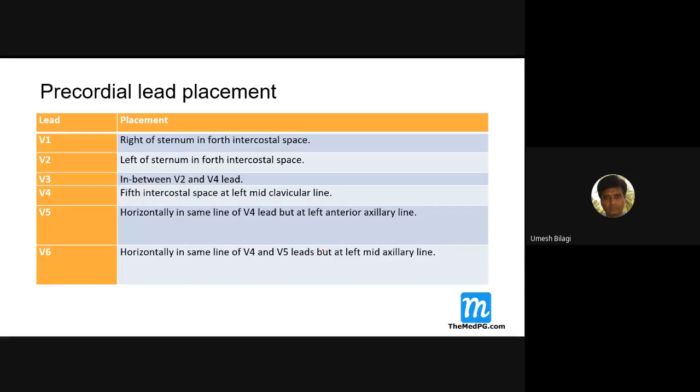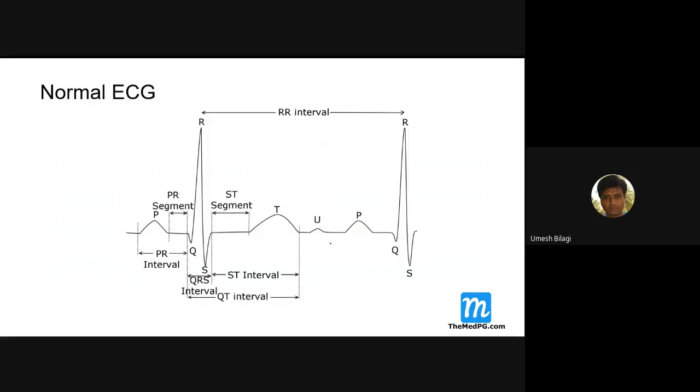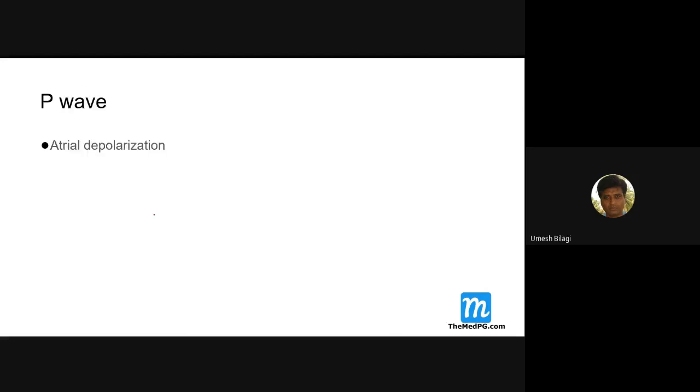Similarly, the same table I have put here. Now let us go to the waves of the normal ECG. Now this is a normal ECG. You can see this is a P wave. This is a QRS complex. This is a T wave. This is a QRS complex.